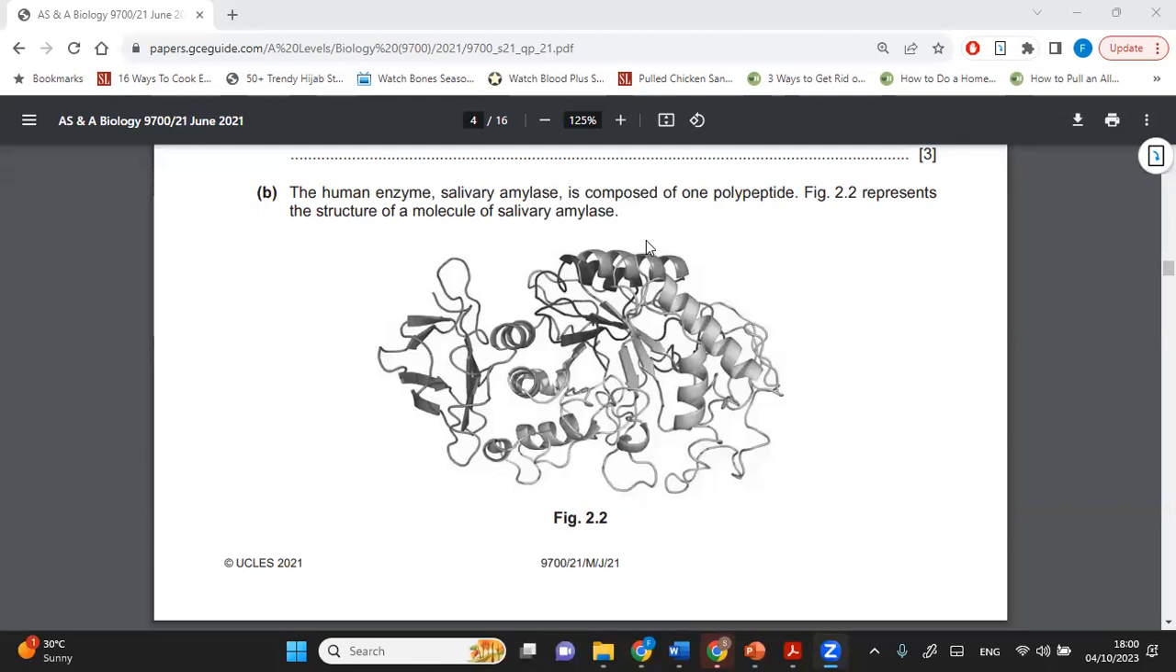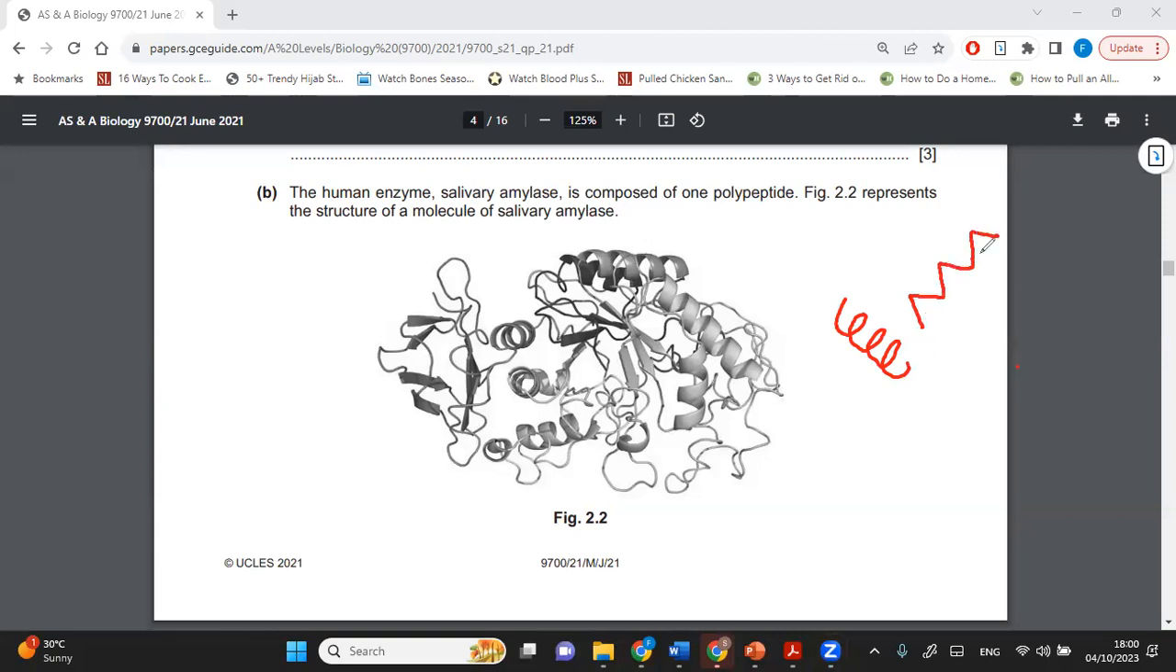What should I say? What do you guys think? In secondary structure, we studied two types of structures. What were they? We had alpha helix and we had beta pleated sheets. That's all you have to say. It's a 1 mark question.